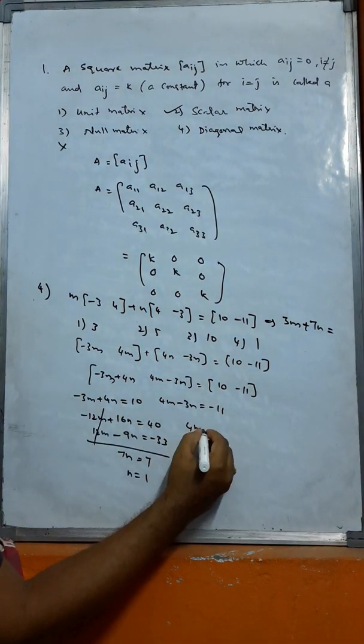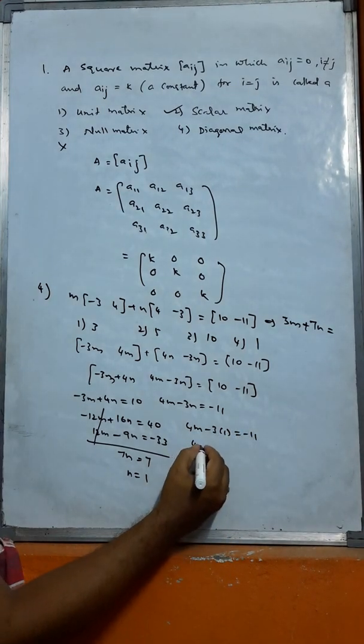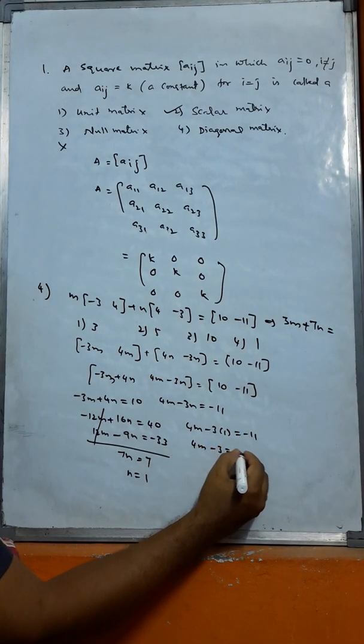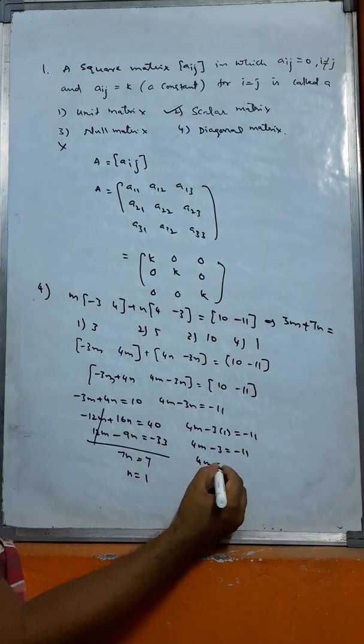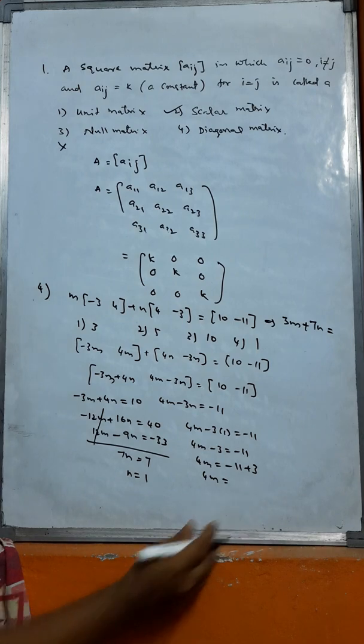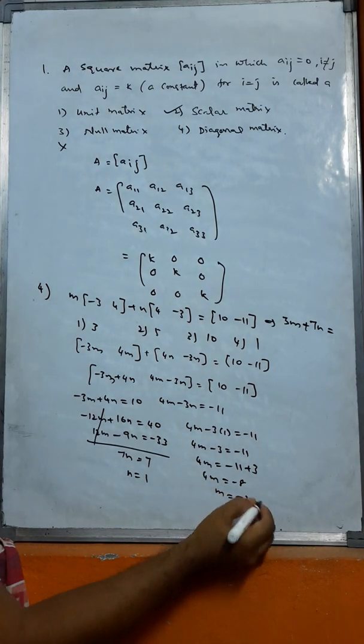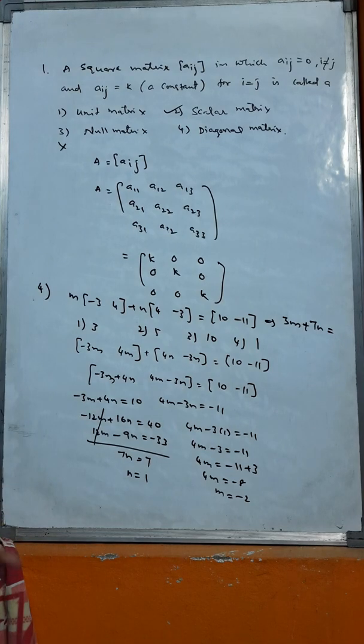So 4m minus 3 into 1 is equal to minus 11. So 4m minus 3 is equal to minus 11. 4m is equal to minus 11 plus 3. So 4m is equal to minus 11 plus 3 means minus 8. So m equal to minus 2. So m value is minus 2 and n value is 1.